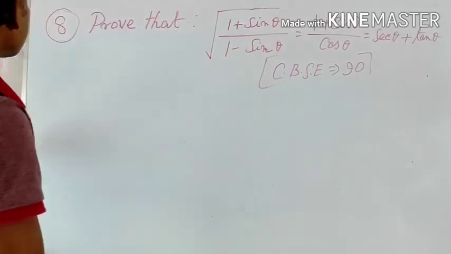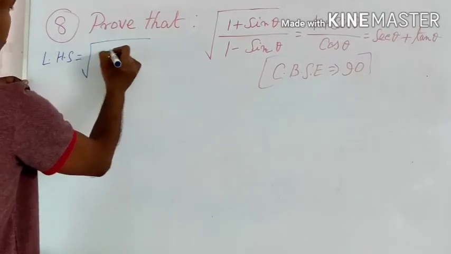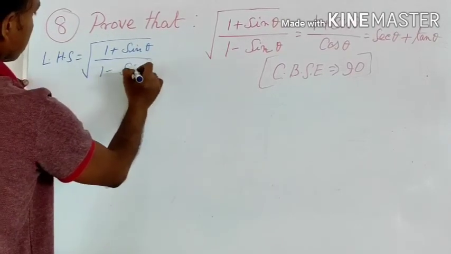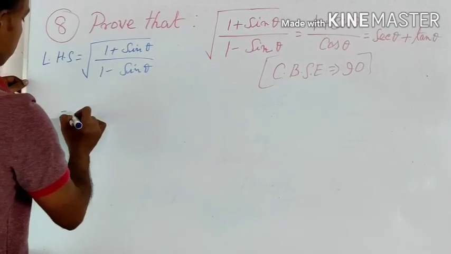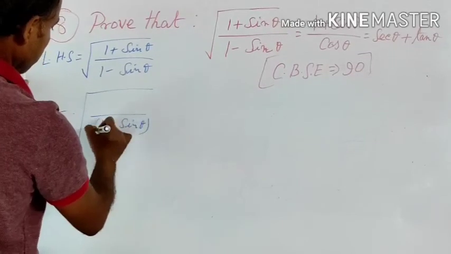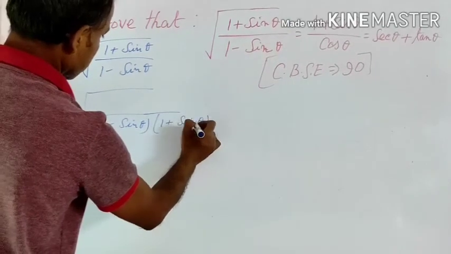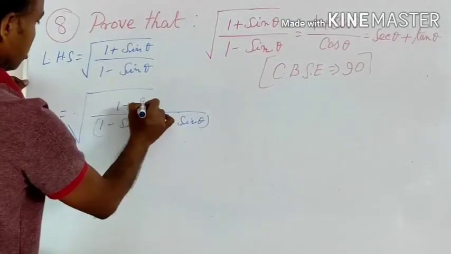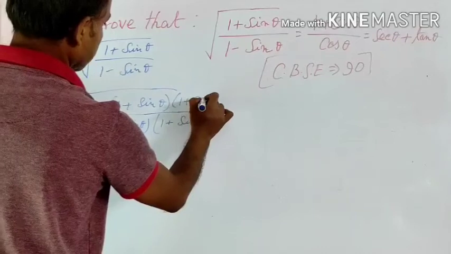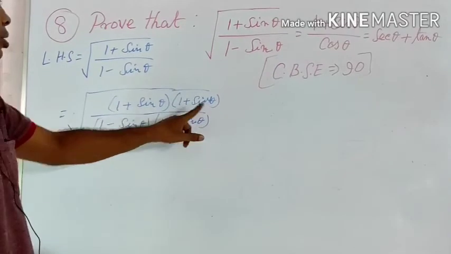Okay, so left hand side is equal to root over 1 plus sin theta by 1 minus sin theta. Just rationalizing that, multiply numerator and denominator by 1 plus sin theta. Both numerator and denominator are multiplied by 1 plus sin theta.